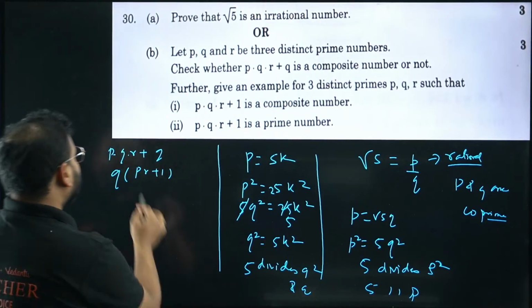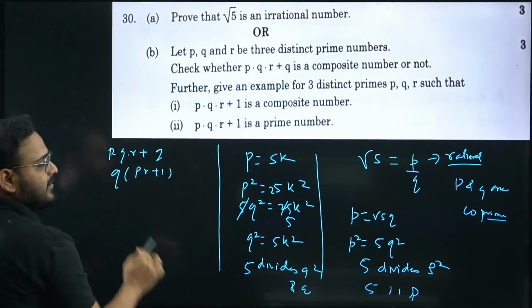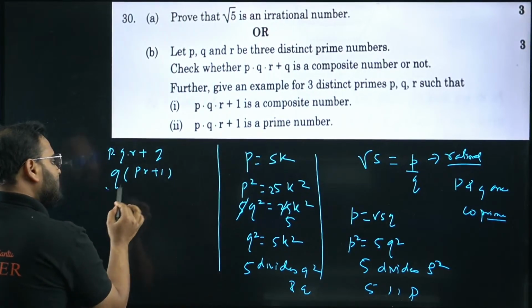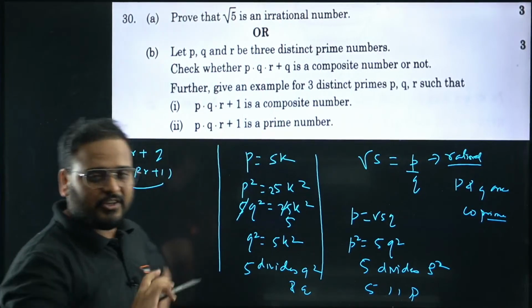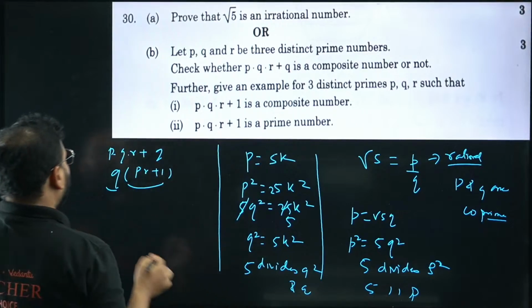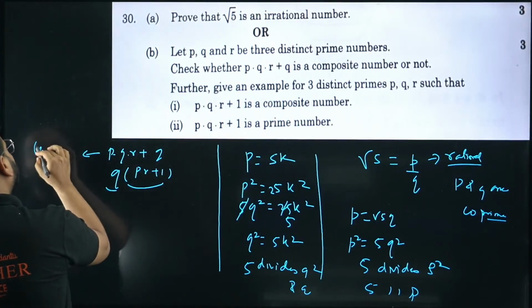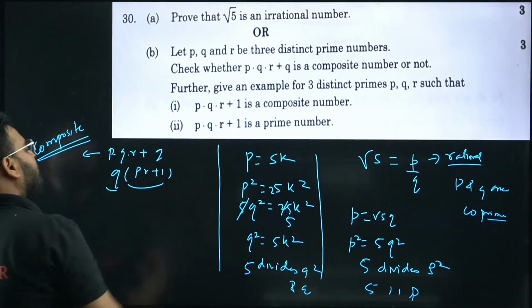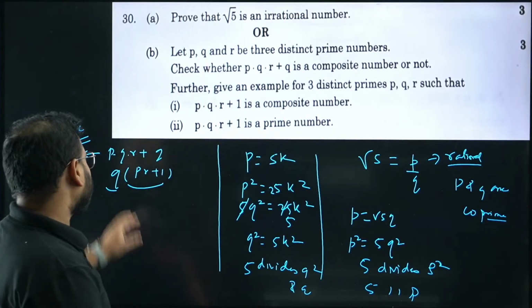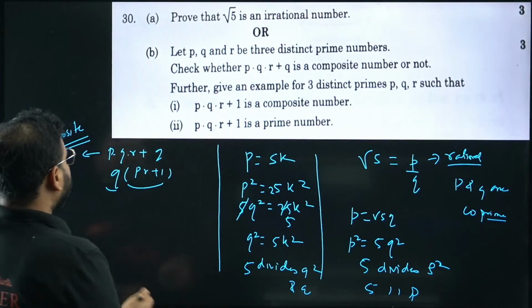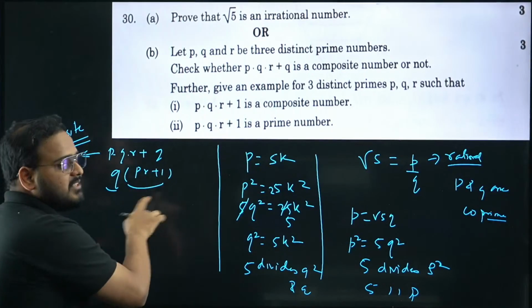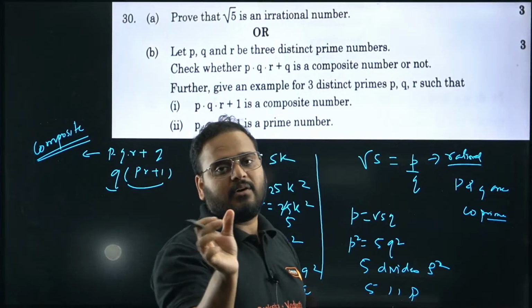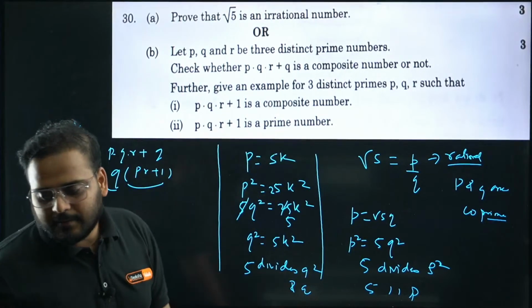I have proven this number as a product of primes, right? This is a prime number, this is another number, okay? So it is a product of some factors of some numbers. It means it is a composite number. Please check. Fundamental theorem of arithmetic. p into q into r plus q. I can take q common, it will become q into pr plus 1. Hence we have factors of the number now. It means it's a composite number, okay? What do you have next?